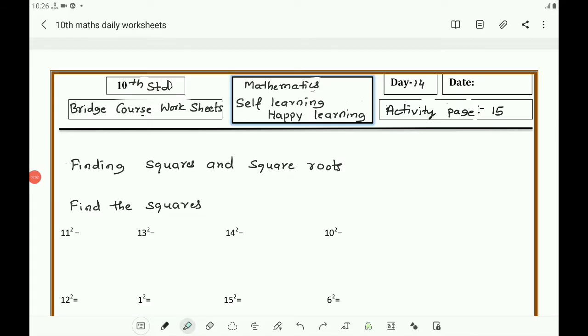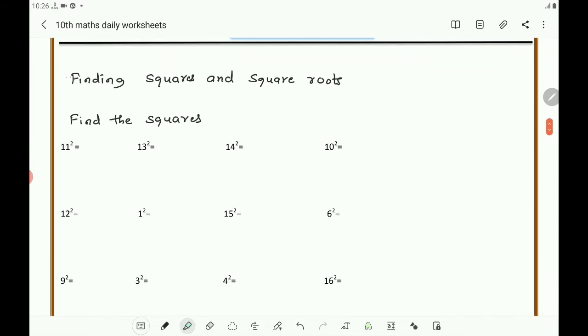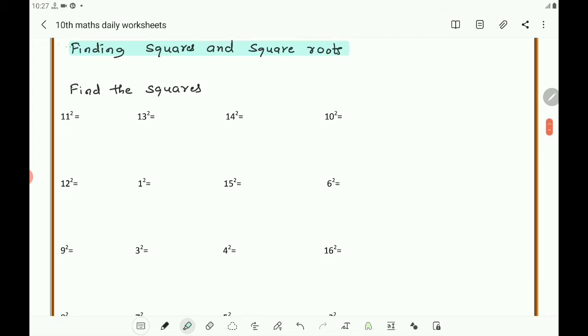Dear children, it is activity page 15. Activity page 15 for day 14. It is about the squares and square roots, that is, finding squares and square roots. First you find the squares.